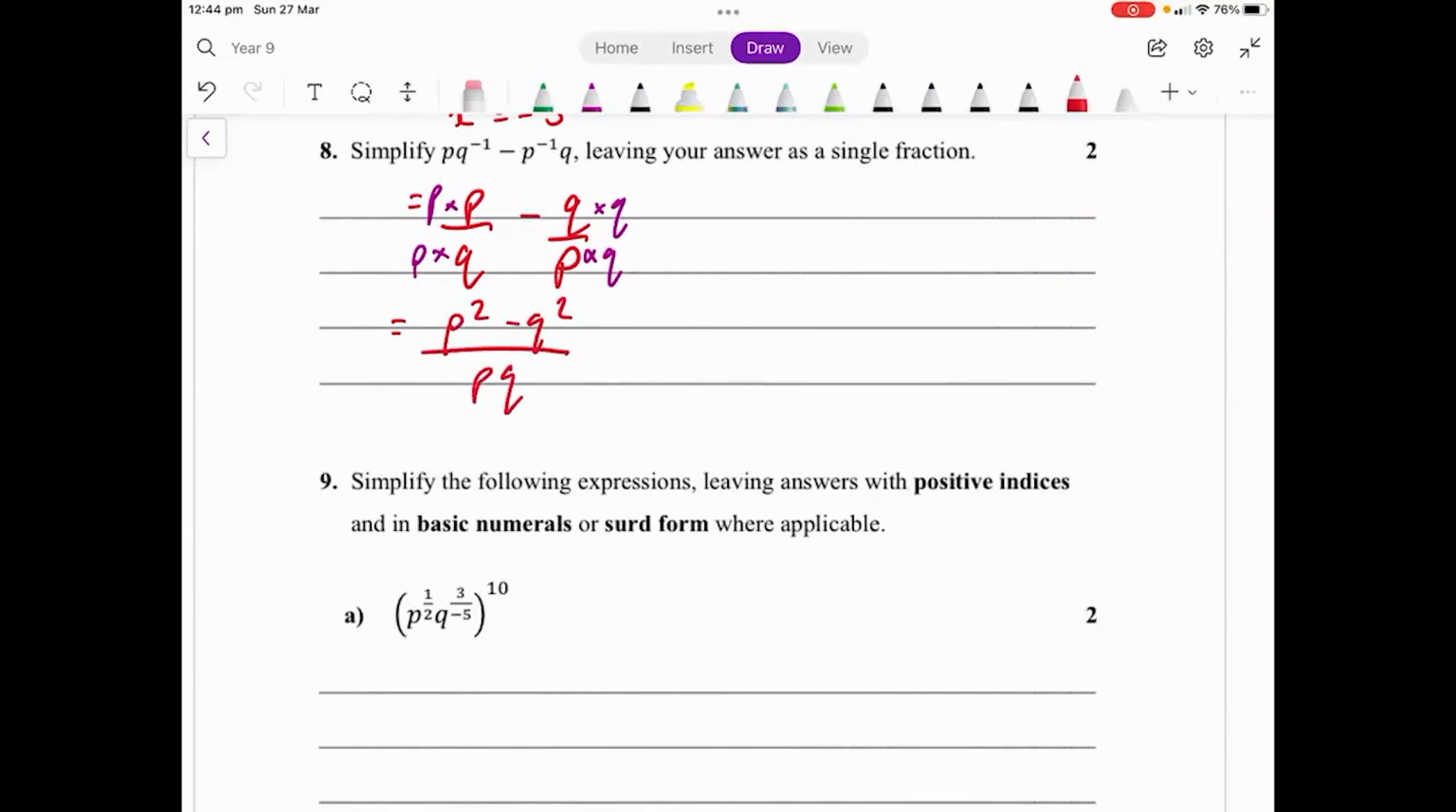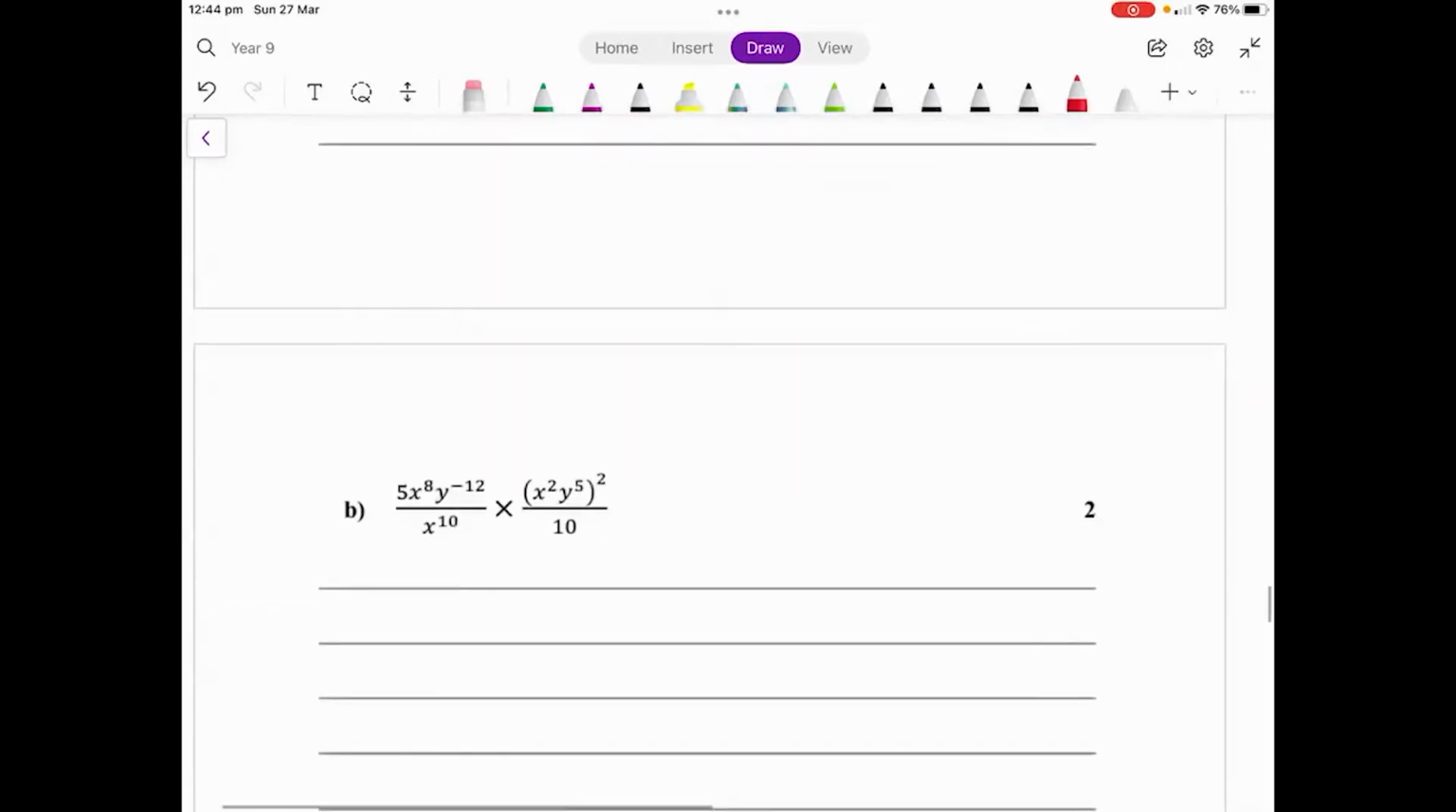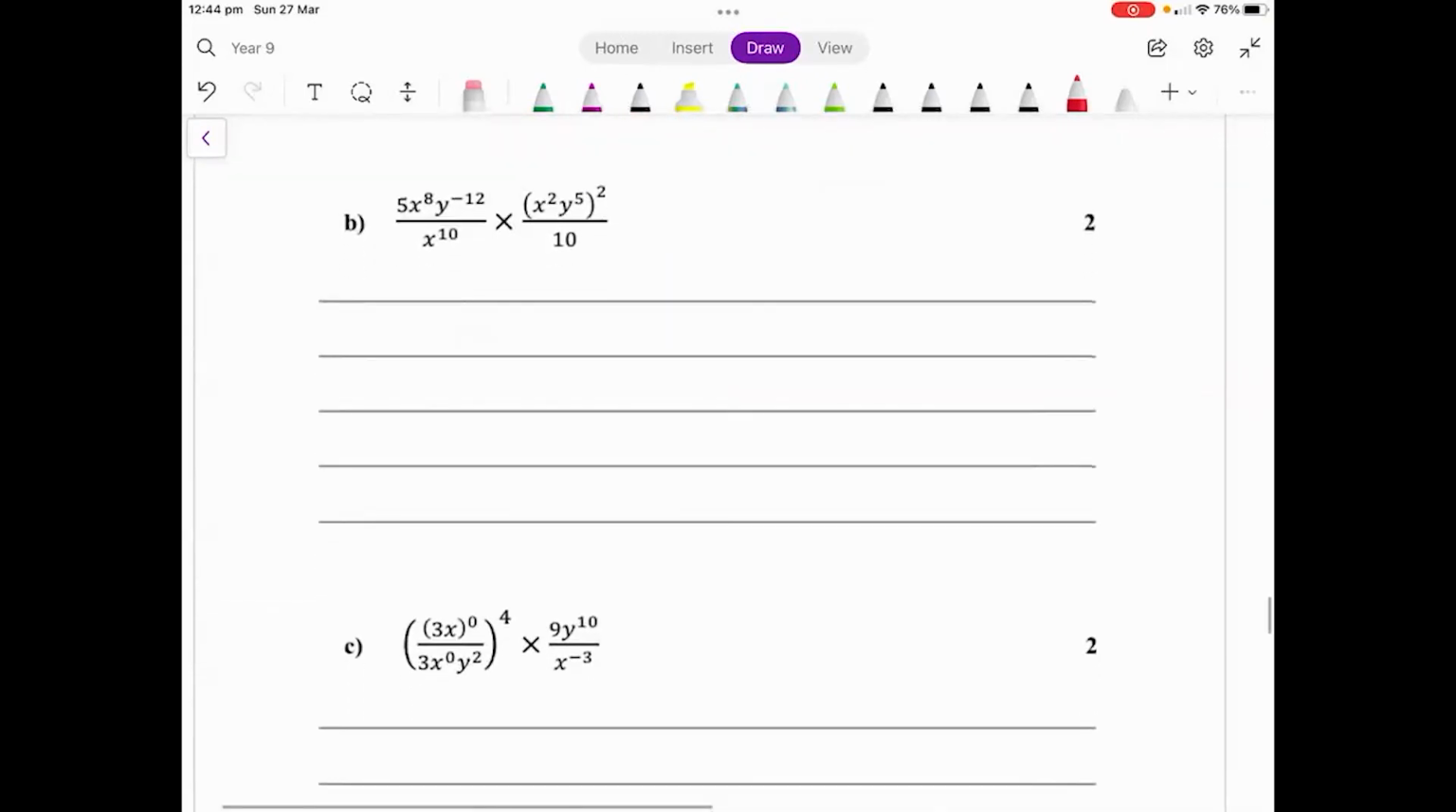Question 9, I just expand the brackets. So a half times 10 is 5, so it becomes p to the power of 5. 3 over minus 5 times 10 is minus 6, so it becomes q to the power of minus 6. However, it says please leave it as a positive indice. That means the q moves to the denominator, and it becomes p to the power of 5 over q to the power of 6. Question B, we're going to expand those brackets first.